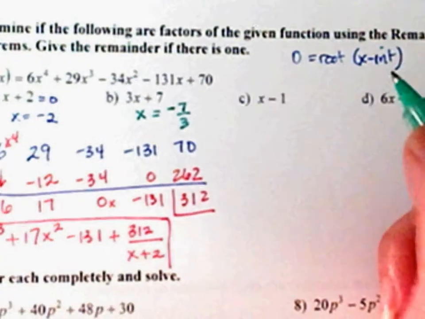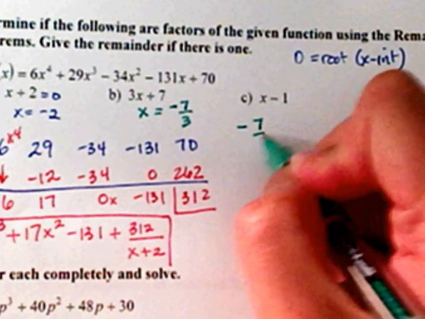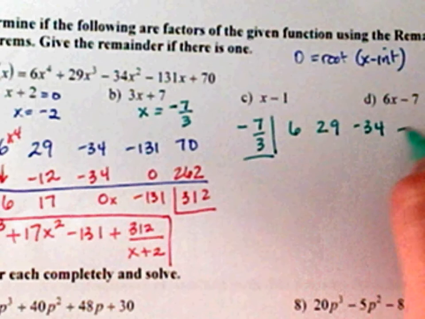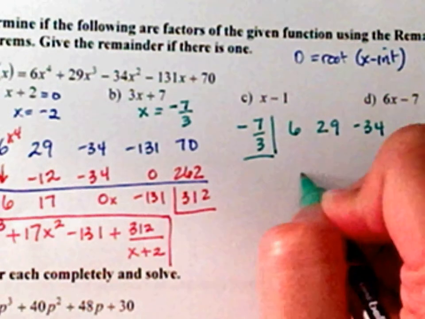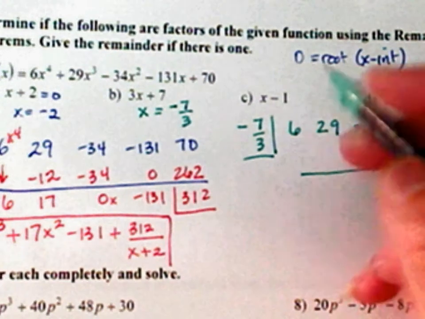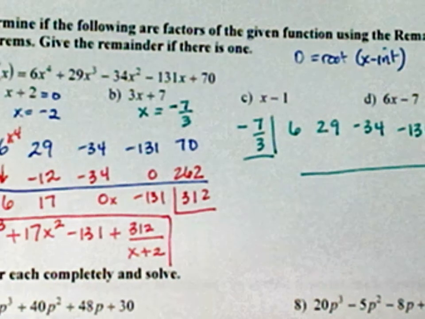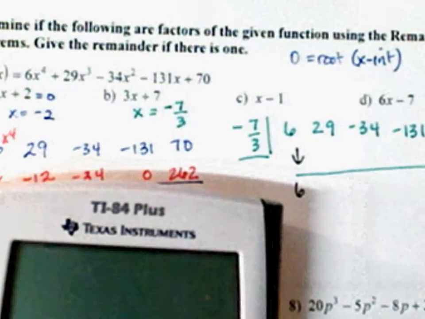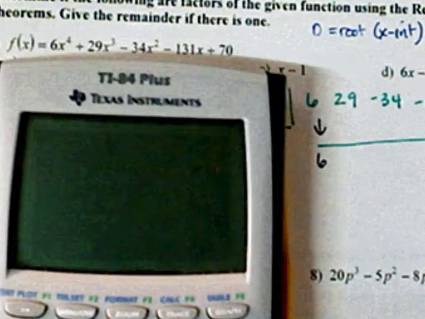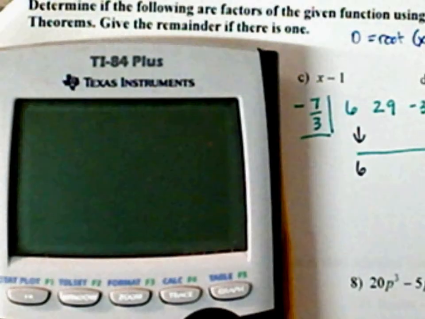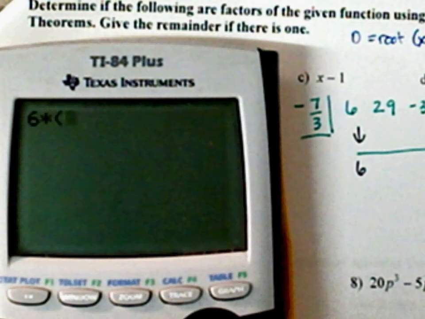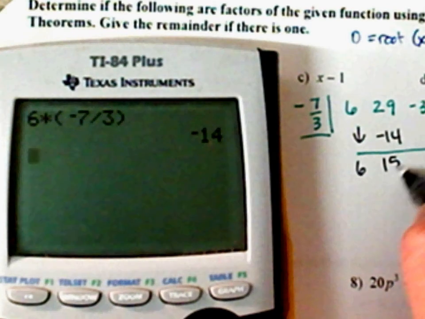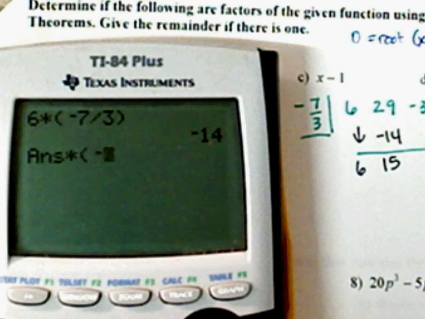Alright, let's go ahead and start our math. -7 over 3 is our divisor. Our dividend is 6, 29, -34, -131, and 70. And let's start our synthetic division. Bring down your 6. Let me get a different color pen. Alright, on your calculator, don't be scared of fractions. Just remember what I said. Put parentheses around your fractions, that'll make it easy. So 6 times, parentheses, -7 divided by 3. That gives you -14. You add, and you have 15 times -7 divided by 3.